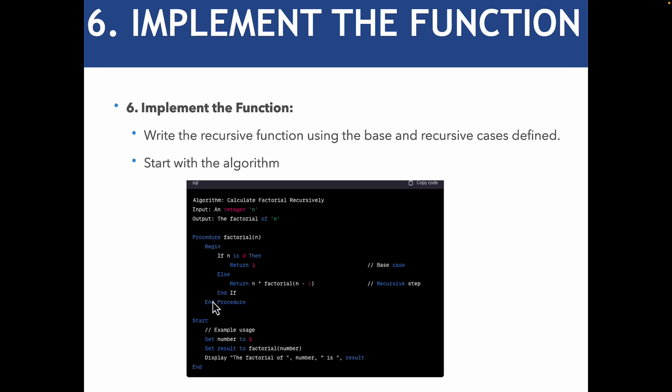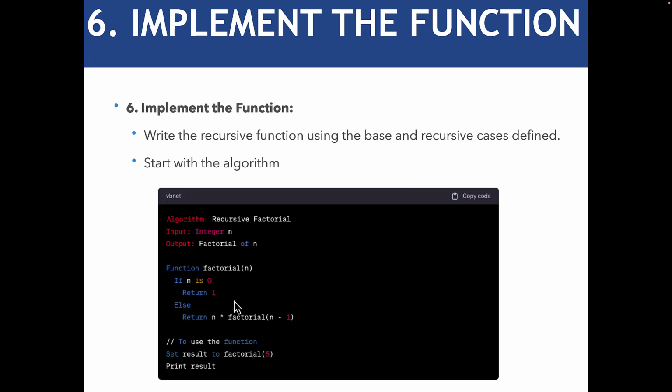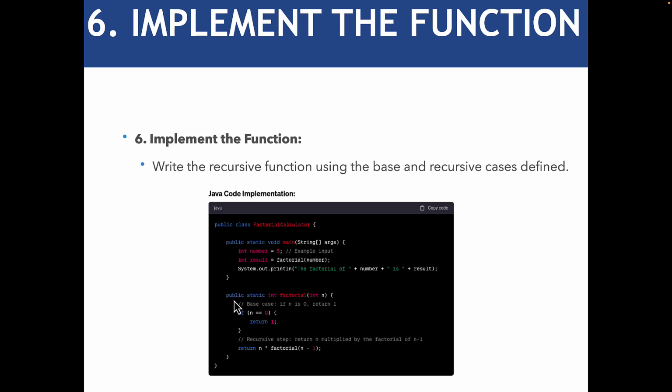Else, and the procedure stops here. Now implement the function. That's another simpler implementation of the algorithm. And finally, we do that in Java. Public static void main, factorial of number n equal to 5. And here, factorial of n. The base case, n equal to 0, return 1. And else, return n times factorial n minus 1.